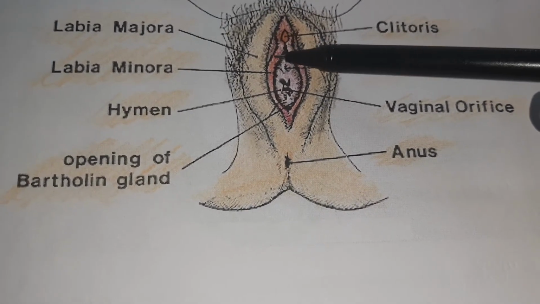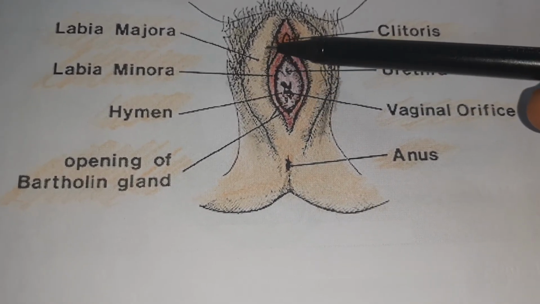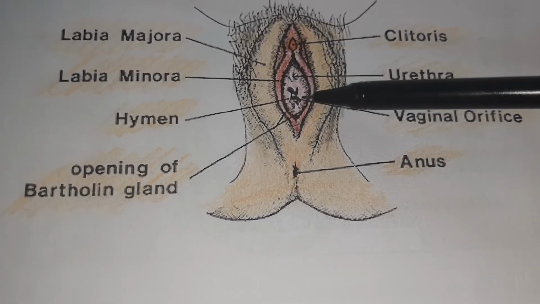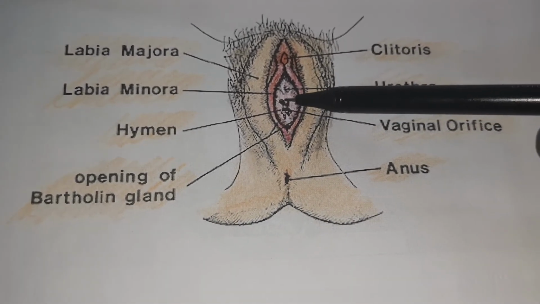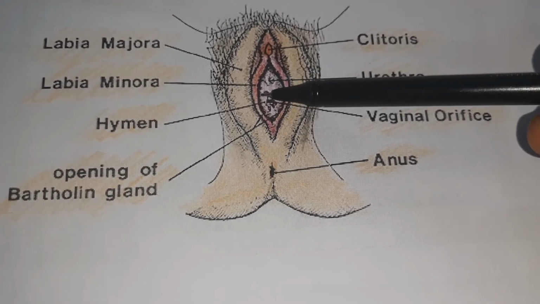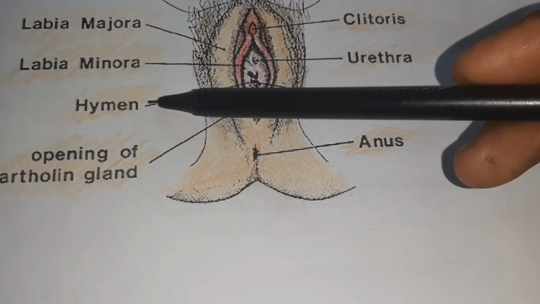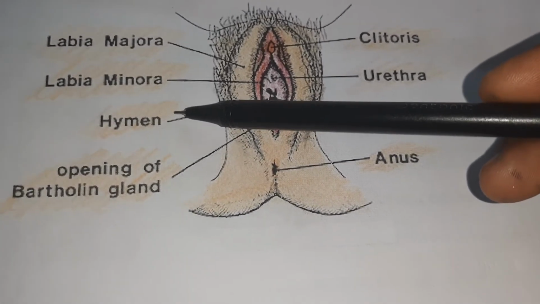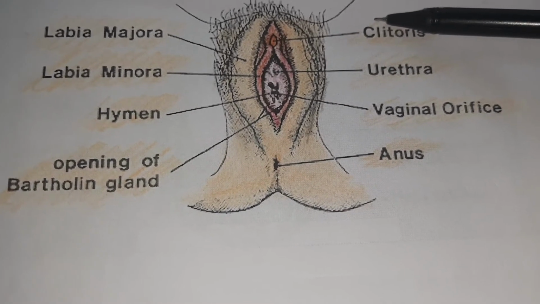And this pinkish area which I have shown, this is the labia minora. This one is the labia majora. And this is the opening of the vagina. In the younger female, the vaginal opening is covered by a thin flap which we call hymen. Now, hymen is a membrane which partially covers the vaginal opening.